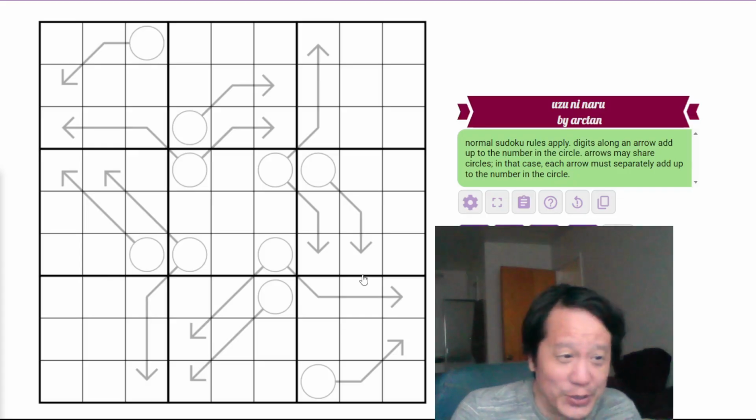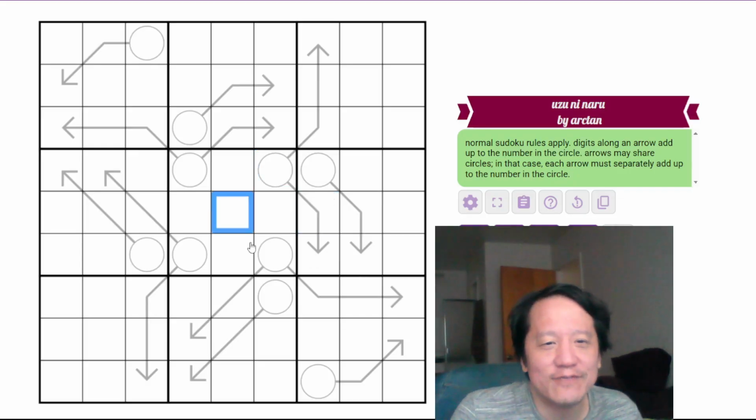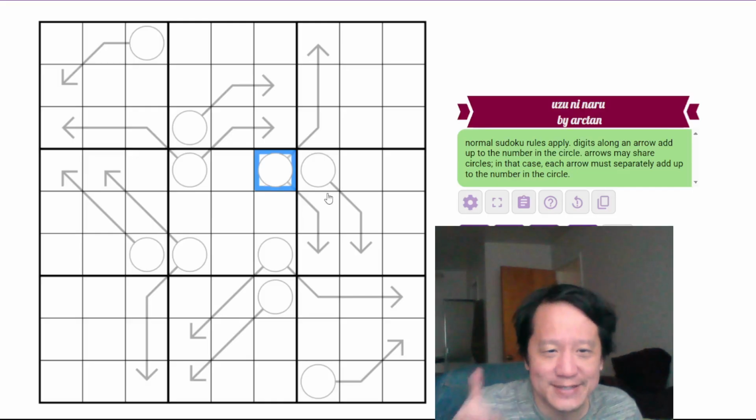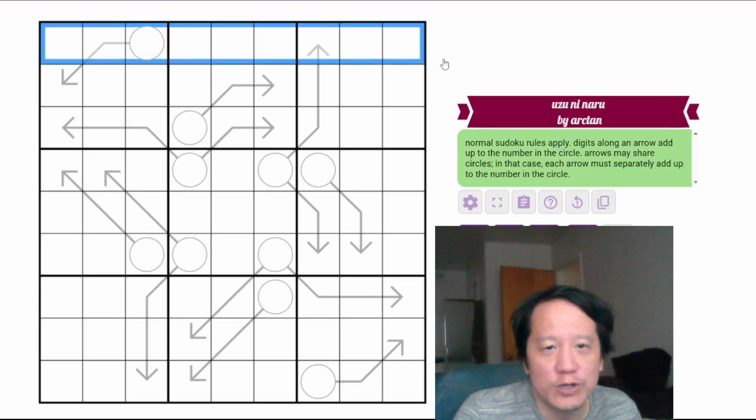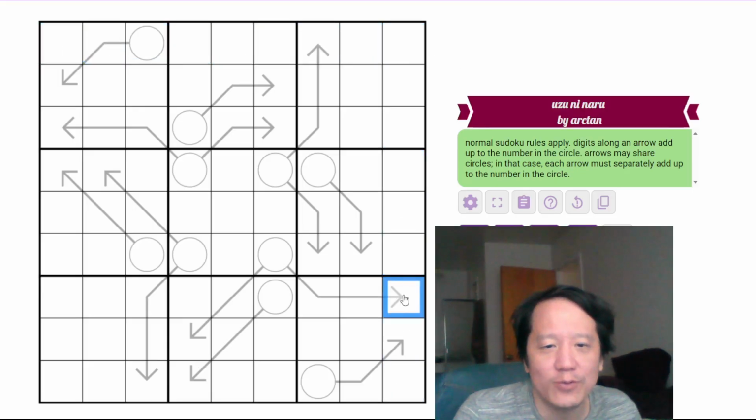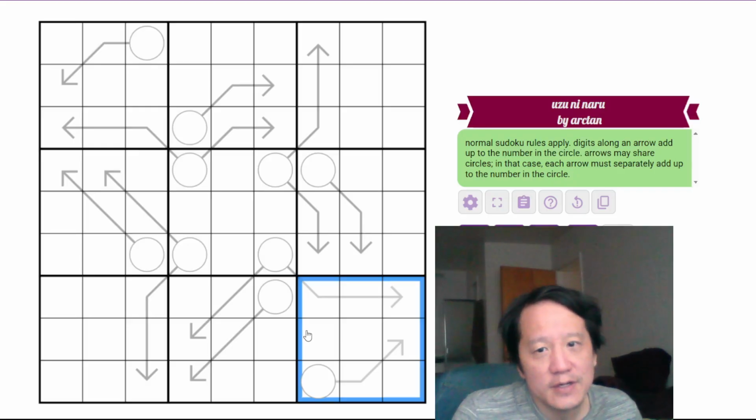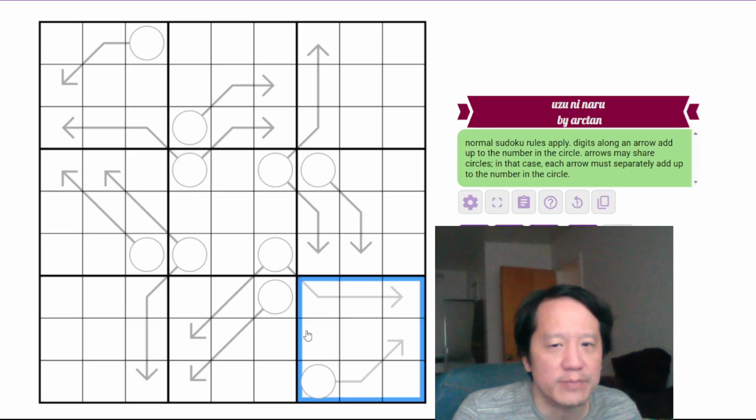Okay, normal Sudoku rules apply, which means in every cell in the grid, place a single digit from 1 through 9, such that there are no repeats in any row, column, or designated 9-cell region. We have digits along an arrow add up to the number in the circles, and arrows may share circles. In that case, each arrow must separately add up to the number in the circle.